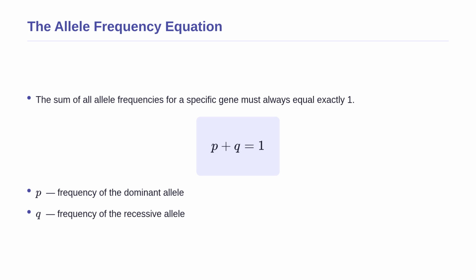This brings us to the core equation for allele frequencies. The rule is simple. The sum of all allele frequencies for a specific gene in a population must always equal exactly 1. In this formula, P represents the frequency of the dominant allele, and Q represents the frequency of the recessive allele. Because they must add up to 1, if the environment changes and causes the frequency of one allele to increase, the frequency of the other must mathematically decrease. This simple relationship allows us to calculate exact microevolutionary shifts.